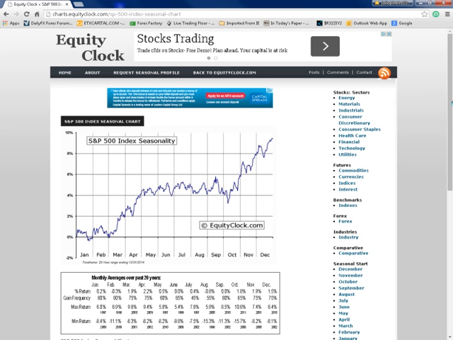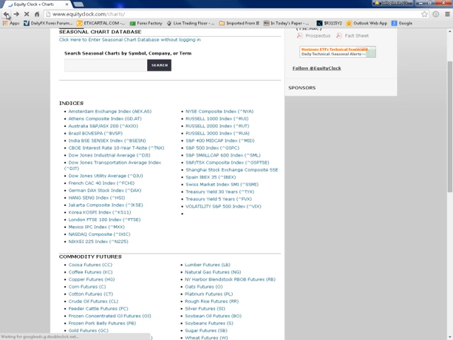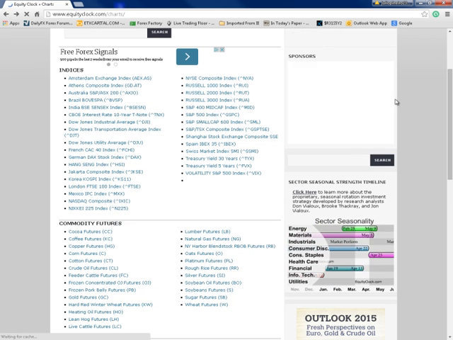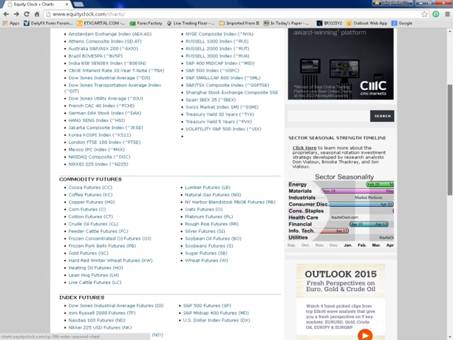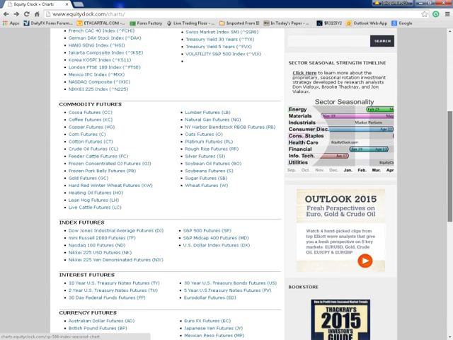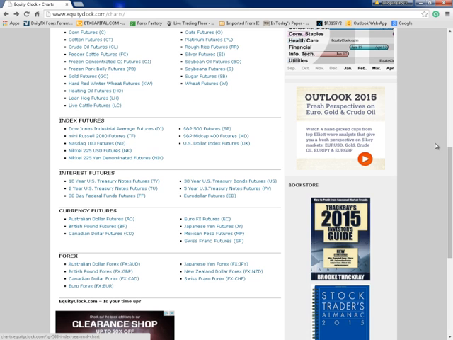Now, if you want to go on to different instruments, you have all the indices there. You have commodity futures, you have index futures as well. You have interest rates like bonds, and UK gilts. You have currency futures, and you have normal forex too. So you can see, for example, on the pound, or you can see what's the seasonal pattern on the Australian dollar.